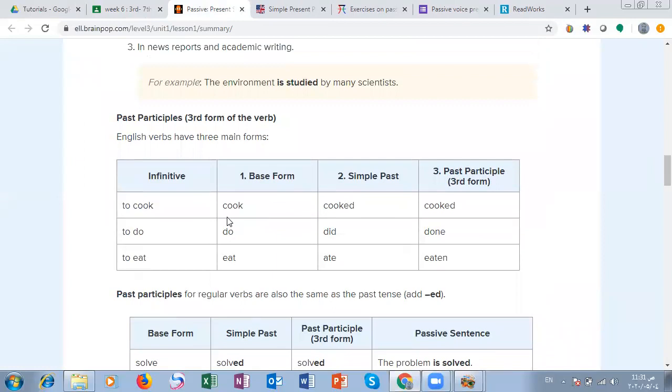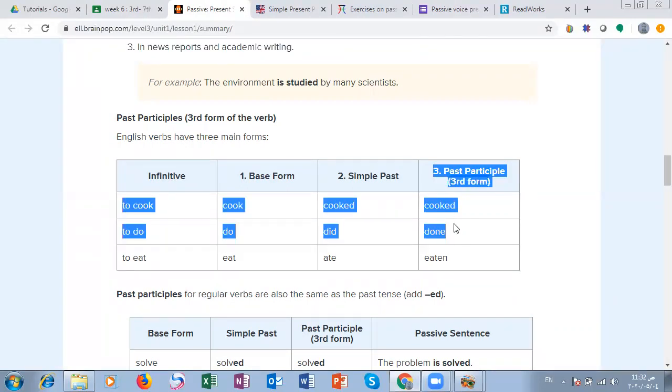Here, you know, cook is a verb. This is the infinitive. This is the base form of the verb. What is the past simple of it? It's cooked. And what is the past participle? It's cooked. So we have the verb, we have the past, and we have the past participle, the third form of the verb. This is very important today. This column, the past participle, or the third form of the verb is very important in our lesson today. We need to know this form well.